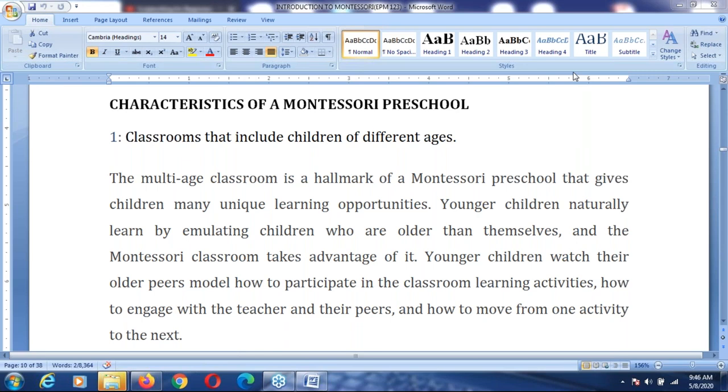Number 6, parents who understand and support the learning process and who are involved in their child's education.